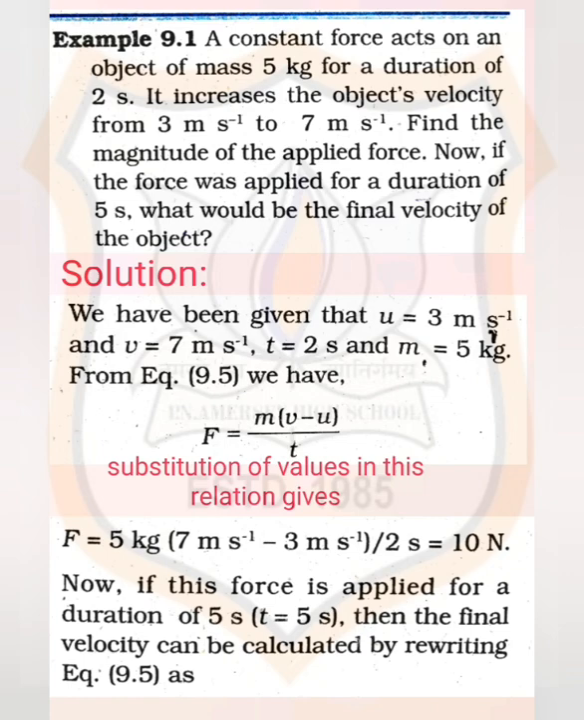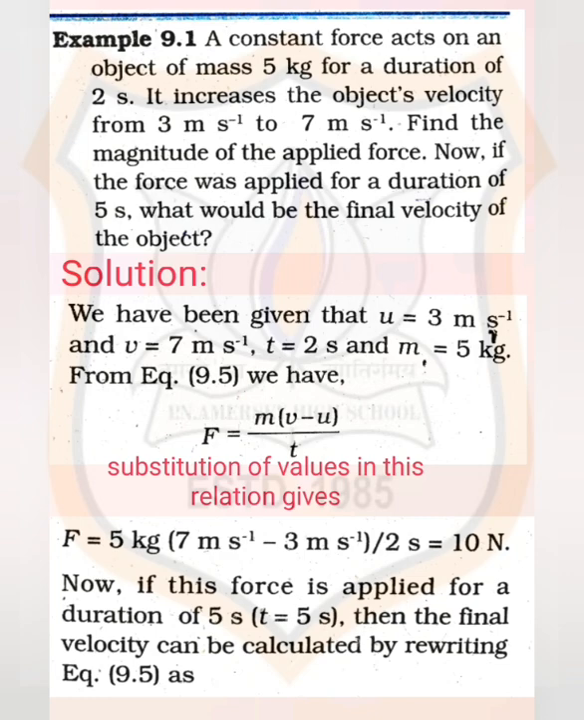Now substitute the values in this relation. F is equal to m, that is 5 kg, into (v minus u), 7 meter per second minus 3 meter per second, that is 4 meter per second, divided by the time taken, 2 seconds. So 5 into (7 minus 3), that means 4. 5 fours are 20, divided by 2, we get 10 Newton. Force will be 10 Newton.